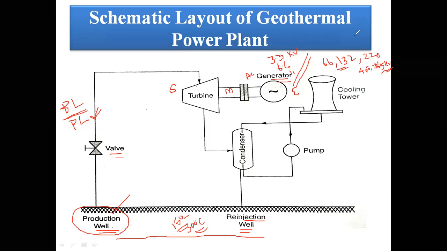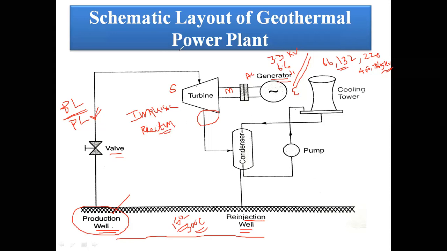Here the wastage steam goes to the condenser. Actually, here we are using the impulse turbine, that is, a steam turbine. Turbines are classified into two types: one is the impulse turbine, another one is the reaction turbine. The impulse turbine is a high speed turbine, and the reaction turbine is for medium and low speed.